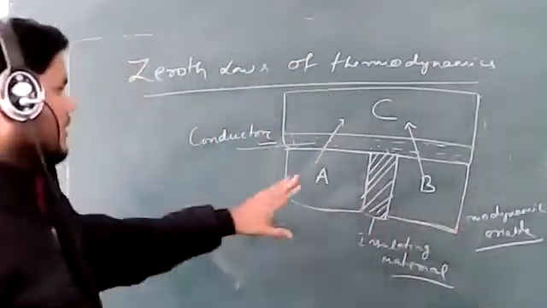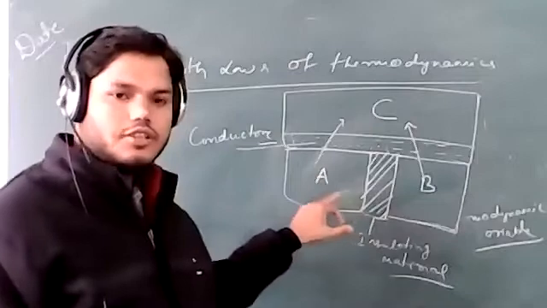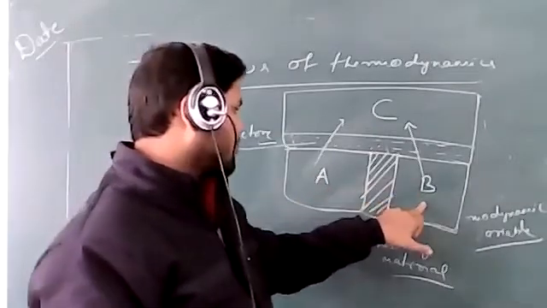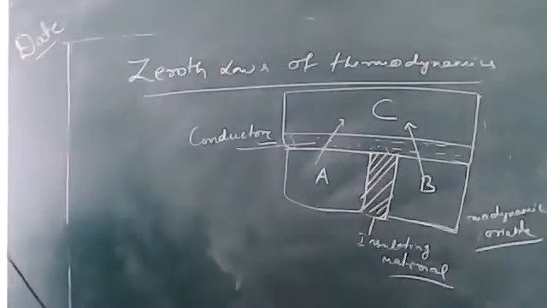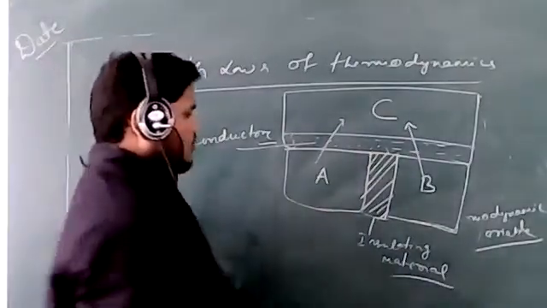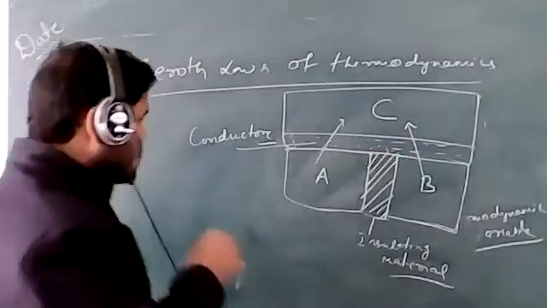Okay, so these are the three systems we are taking. First is system A, second is body B, and third is body system C. Three systems we are taking, and these three bodies we are taking also.